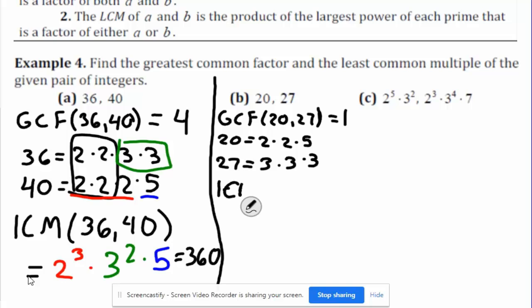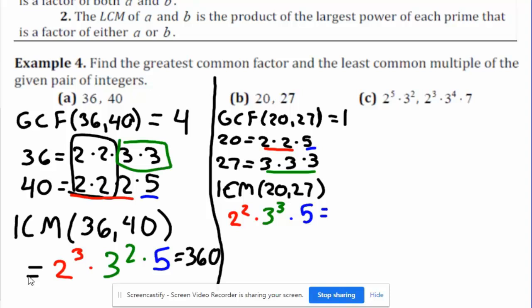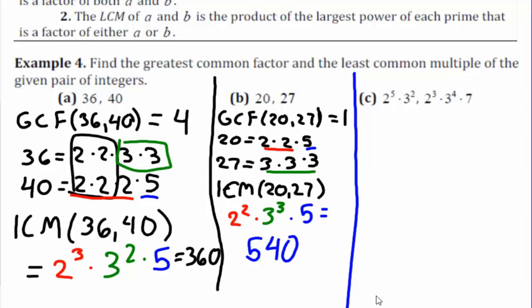Alright, so now let's do the least common multiple. We're going to go through and say, biggest number of 2's, and so on. So notice we have 2 2's, so we'd have a 2 squared there. And then we got 3's in the problem as well, so we'd have a 3 cubed, 3 3's. And then we have our 1 5. Then we can multiply those out and find our least common multiple. Alright, 540.